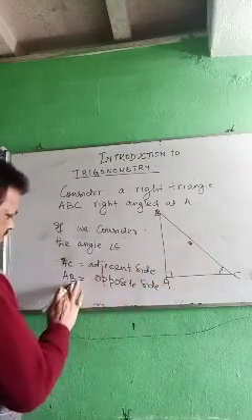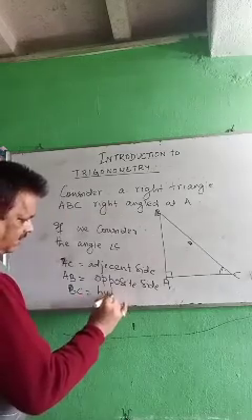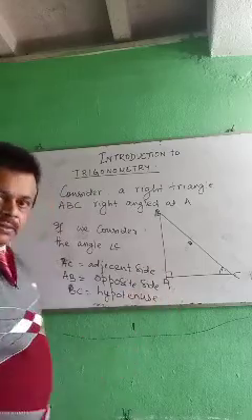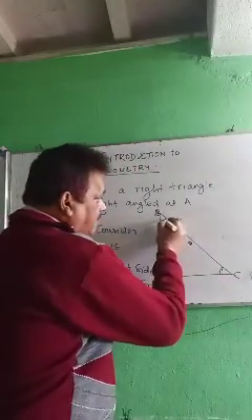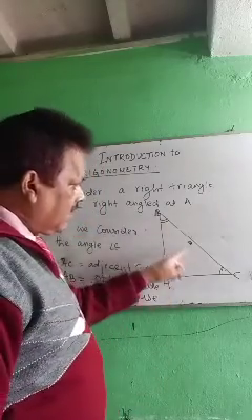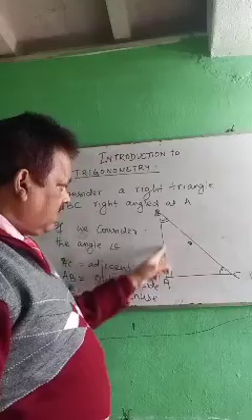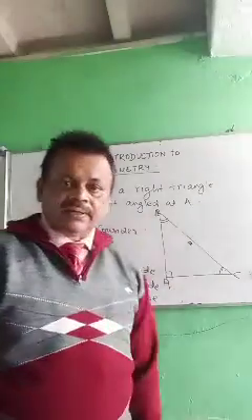BC is hypotenuse. Okay, this thing will consider. Now if I consider angle B, now B का opposite will be this one, that is AC. B का adjacent will be AB. So you have to see which angle you are taking.